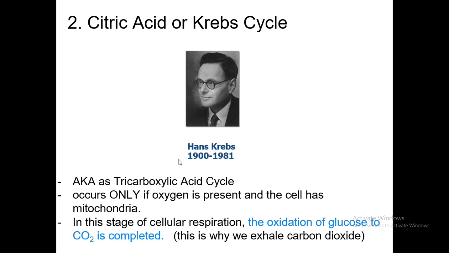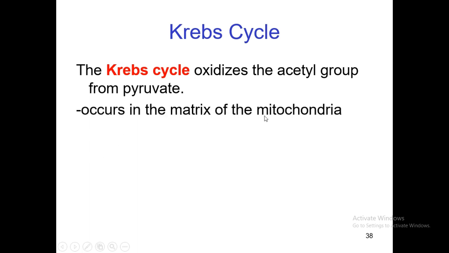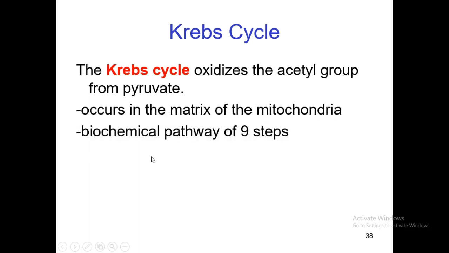katong remaining nga 4 carbon ma-convert into carbon dioxide in the Krebs cycle. So the Krebs cycle oxidizes the acetyl group from pyruvate. So the acetyl-CoA. So i-oxidize ni Krebs cycle ang remaining carbon atoms in the pyruvate. Okay? So occurs in the matrix of the mitochondria. So this is 8 steps.